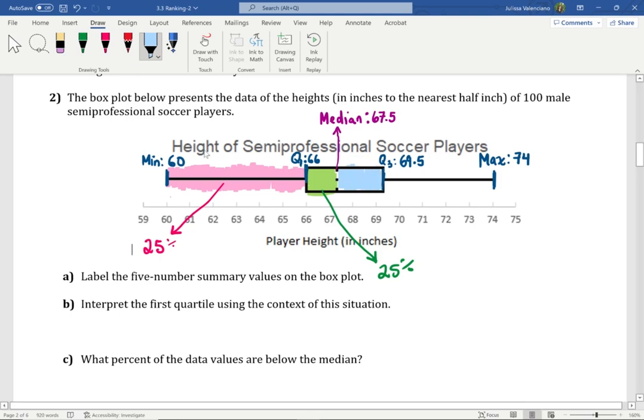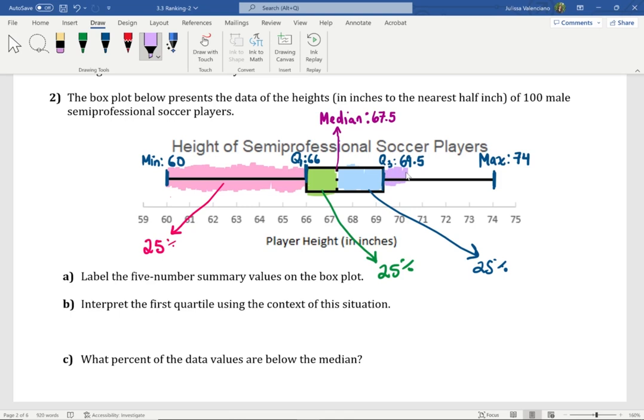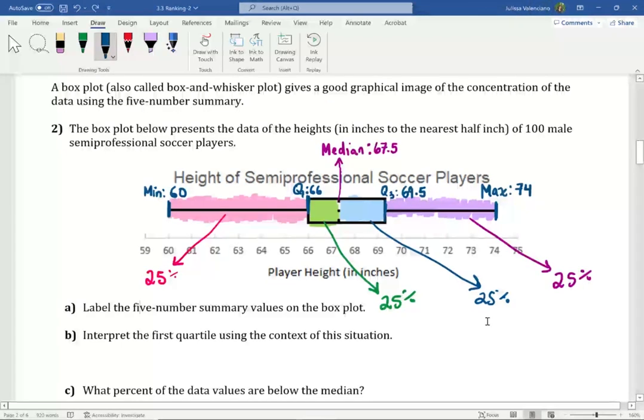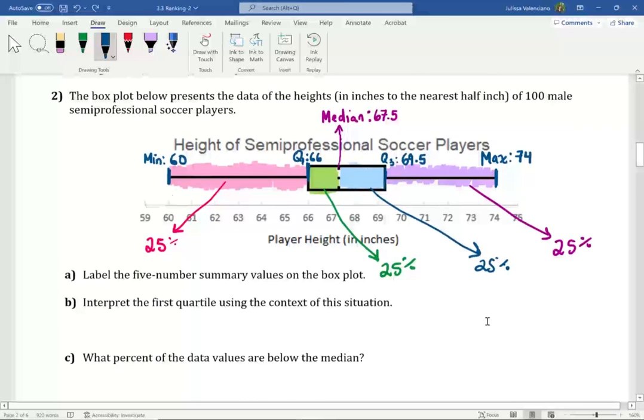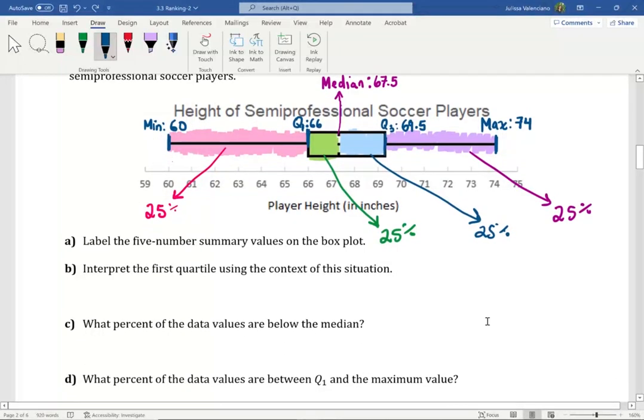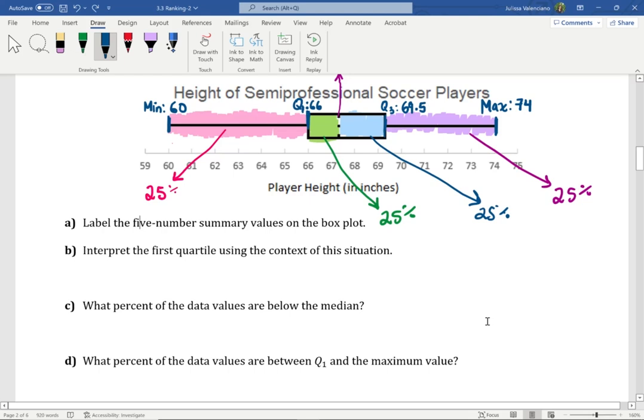One more thing that I'm going to highlight is that we have 25% of the data values between the median and Q3, and we have 25% between Q3 and the maximum. Now I'm going to stop here and let you answer parts B, C, and D. Can you write a sentence using the context of the situation that interprets the first quartile? Here, the first quartile is equal to 66 inches. What does that represent? What percent of data values are below the median? And what percent of data values are between Q1 and the maximum value?